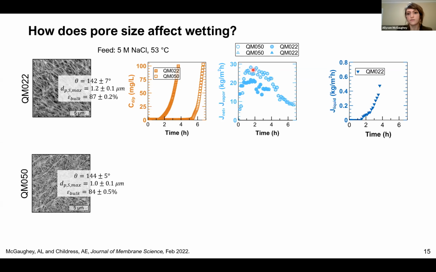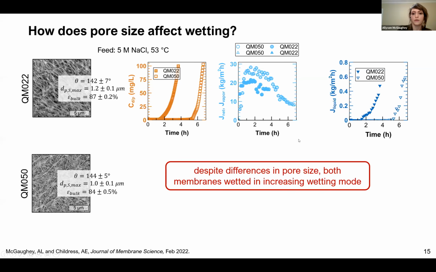Net and vapor flux for this membrane, also very similar and overlapping throughout operation, indicating that most of the membrane did remain dry. This decrease is likely due to scaling of the membrane surface. And similarly with liquid flux, we see a delay, but we still see this increasing trend. So we saw increasing wetting for both. Despite differences in pore size, both of these membranes wetted in increasing wetting mode.